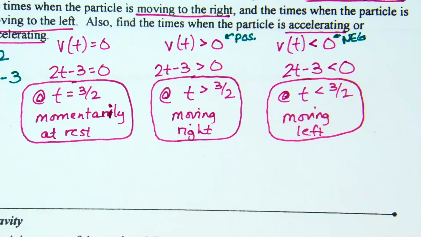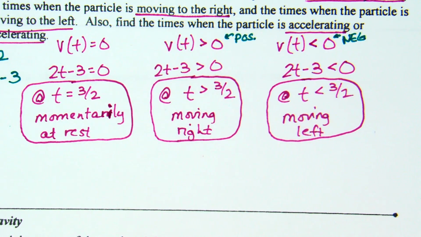Okay? Putting all three of those things together, does that make sense? Before 1.5, my particle is moving left. At 1.5, my particle is momentarily at rest. After 1.5, my particle is moving to the right. So that momentarily at rest was the particle turning around. I think officially we have 2 more questions to answer, don't we?